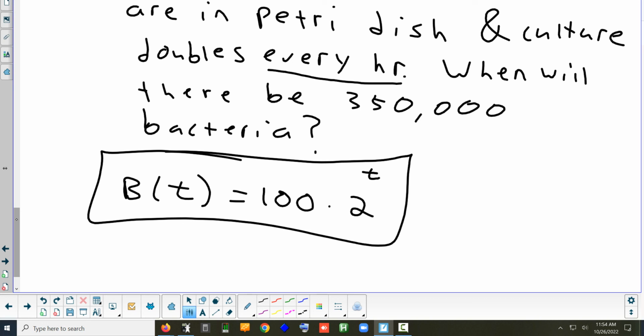So this is just like the population of a town. This is just population of bacteria. Is there any question how to do it on the calculator? What's the B stand for? I just used B to represent how many bacteria as a function of time.